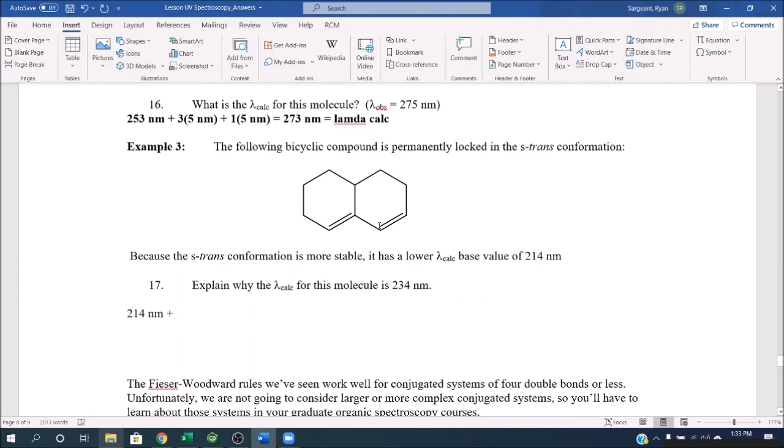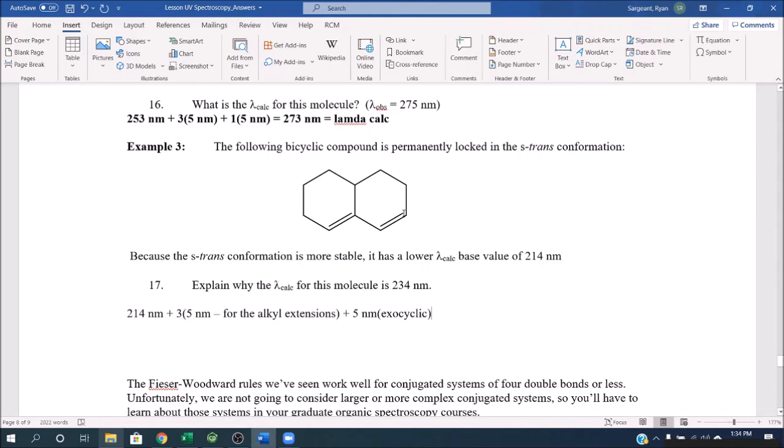First, we'll look for the alkyl groups. Off of the conjugated diene, I see 1, 2, 3 lines right there. So that means we add in 3 times 5 nanometers. And this is for the alkyl extensions. And we're missing 5 nanometers, so the only other thing it can come from is the exocyclic. And let's find that exocyclic. And it is not this pi bond right there.